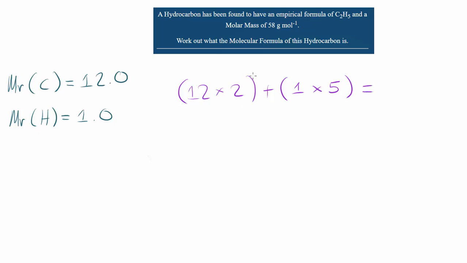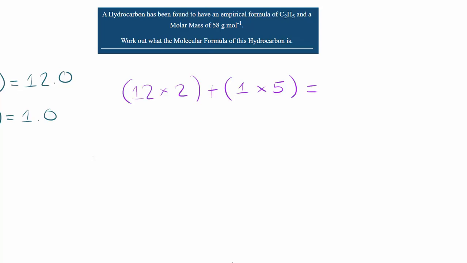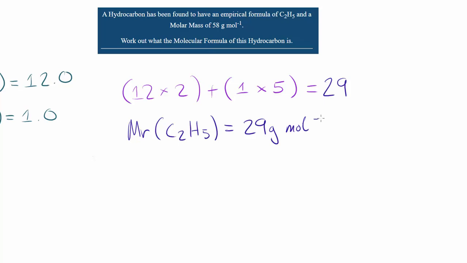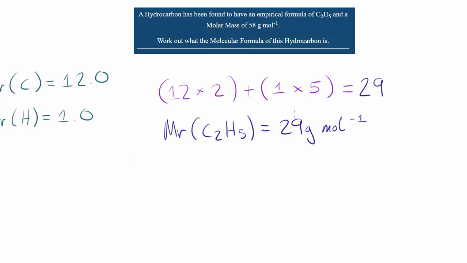I would invite you to have a go and see what you get when you work this out. But what you should find is you should get 29. So the Mr of the empirical formula C₂H₅ is equal to 29 grams per mole. We've got the Mr, and if we do a quick visual comparison, you can see that it's not the same as the molar mass of our molecular formula.